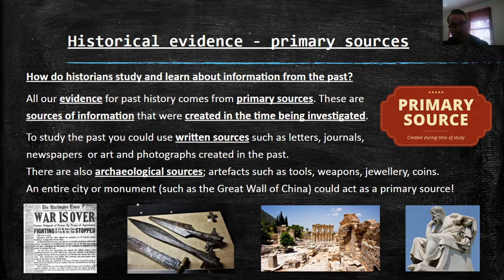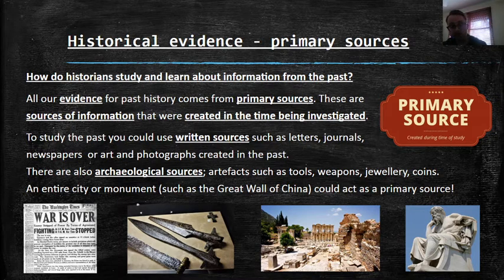To study the past, you could use written sources such as letters, journals, newspapers, or art, or even photographs created in the past, so images. So I've got a little image on the bottom left there, which is from the Washington Times, which is a newspaper, and you can see they're talking about World War I finishing, so the end of World War I. So that is a primary source from World War I.